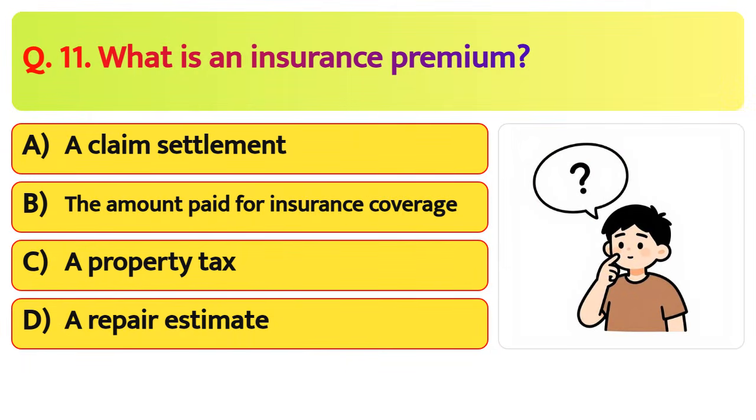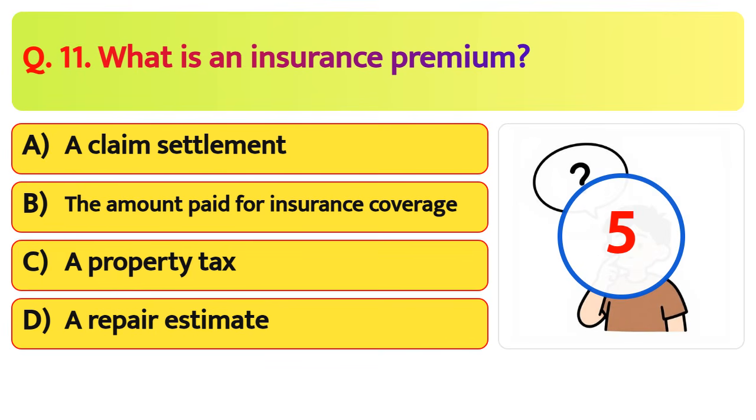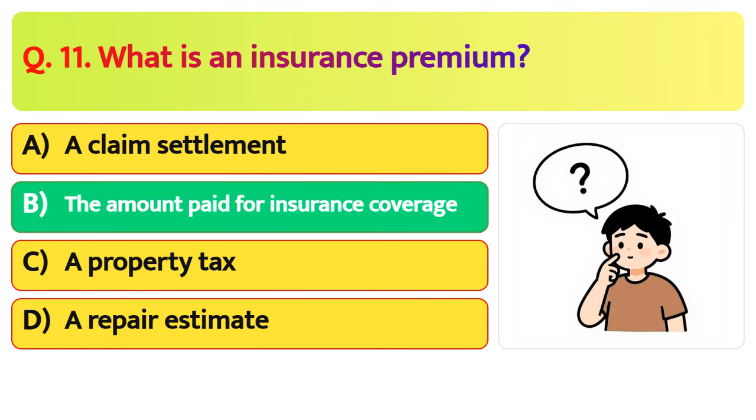Question 11. What is an insurance premium? Option A. A claim settlement. Option B. The amount paid for insurance coverage. Option C. A property tax. Option D. A repair estimate. Correct option is the amount paid for insurance coverage.